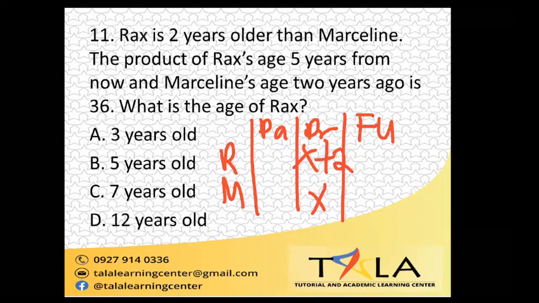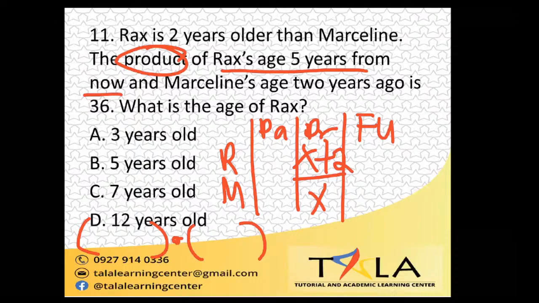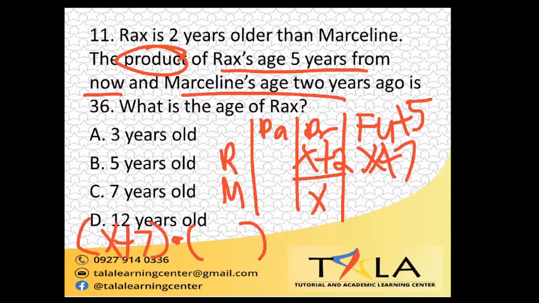And then the product. That means you need to multiply something. But the question is, what do you need to multiply? Let's find out. Rax's age 5 years from now. If Rax is x plus 2 now, in 5 years you add another 5. So x plus 2 plus 5, that is x plus 7. Now, this is to be multiplied by what? By Marceline's age 2 years ago. If Marceline now is x, 2 years ago, x minus 2. So, x minus 2, what is the product? 36.